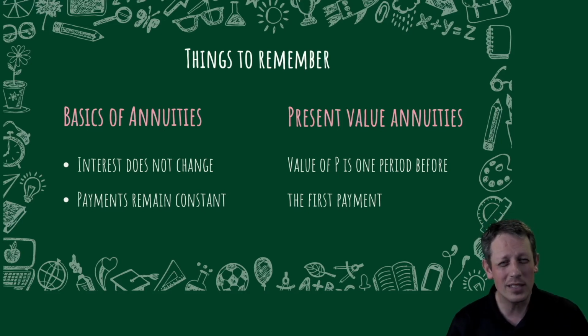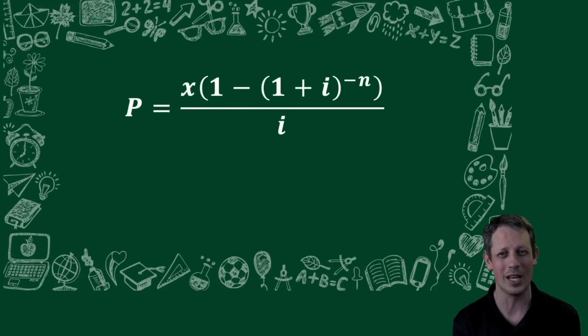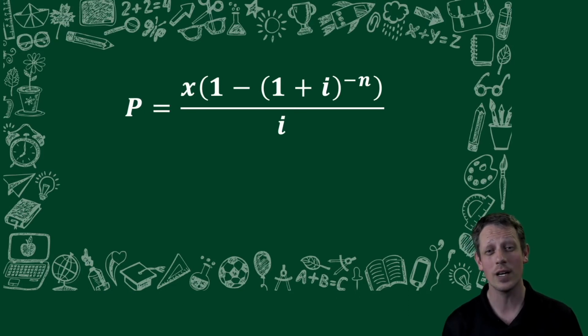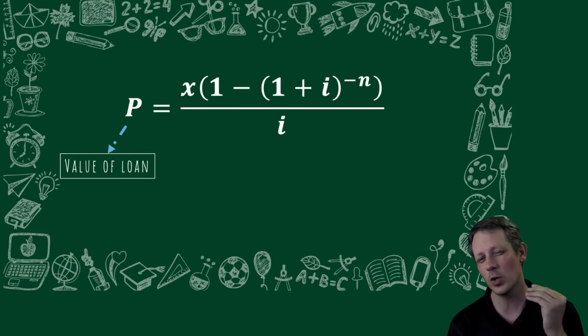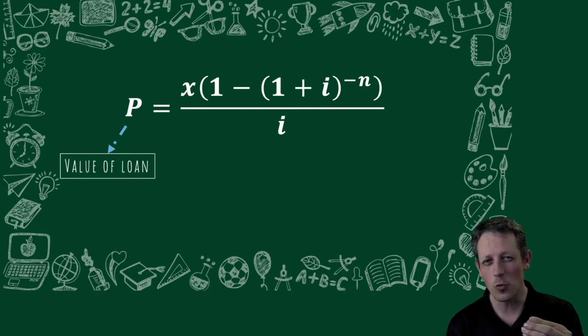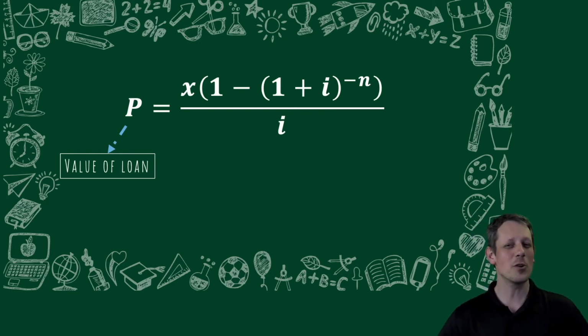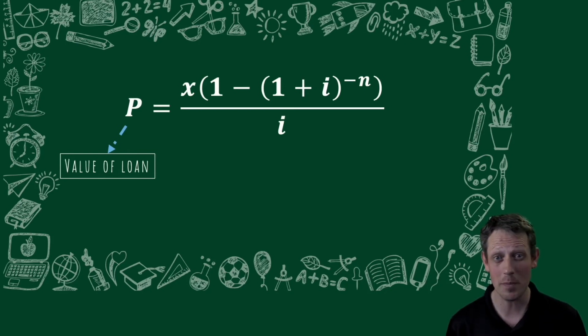So let's quickly go into that beautiful formula. P is equal to X bracket 1 minus (1 plus i) to the negative n, over i. First of all, the P value, the value of your home loan. In other words, 1 month before you start paying, or 1 quarter before you start paying if you're paying quarterly, how much will your loan be worth? So what house can you buy with your monthly payments?